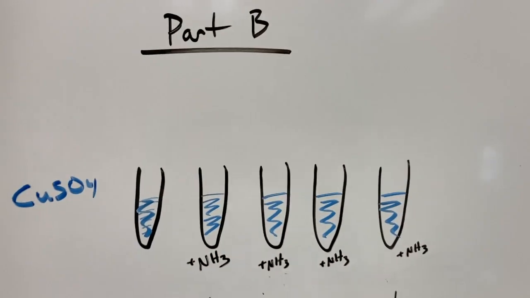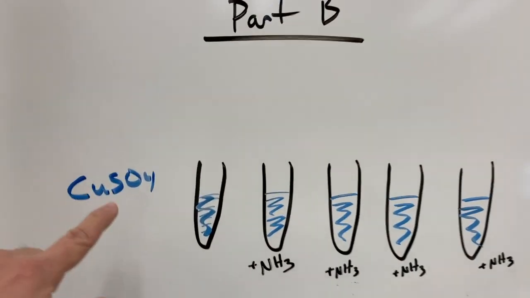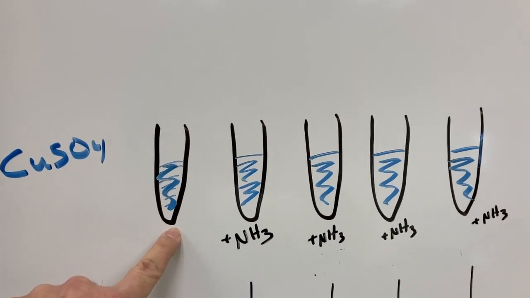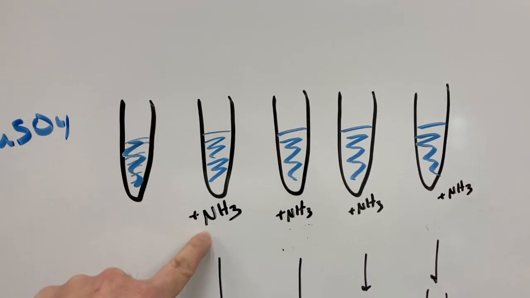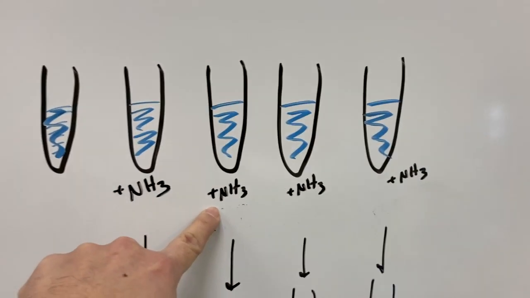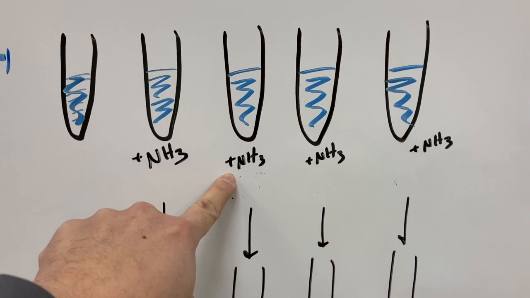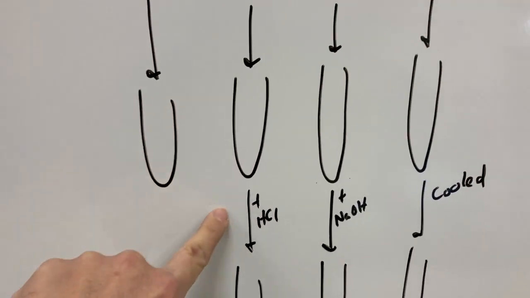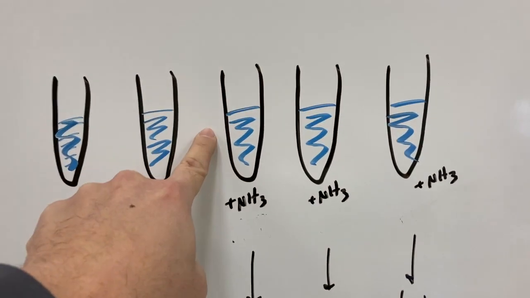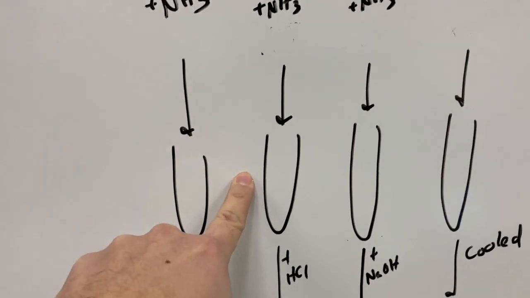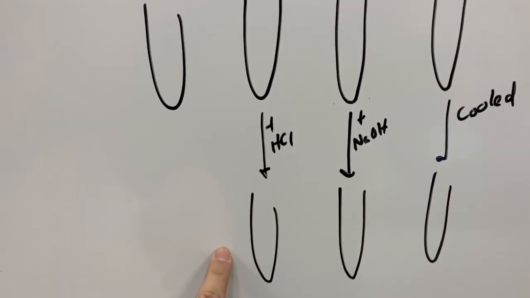In part B, we're going to be working with a copper sulfate system. Copper sulfate is a pale clear blue. And in the first tube, we're going to be adding ammonia. In the third tube, we're going to be adding ammonia and then subsequently hydrochloric acid. So we're going to record the observations stepwise. So first, what happens when we add ammonia, and then what happens when we add the HCl.